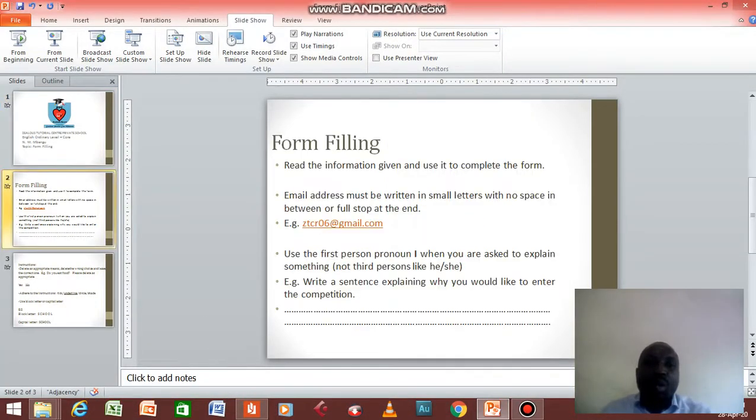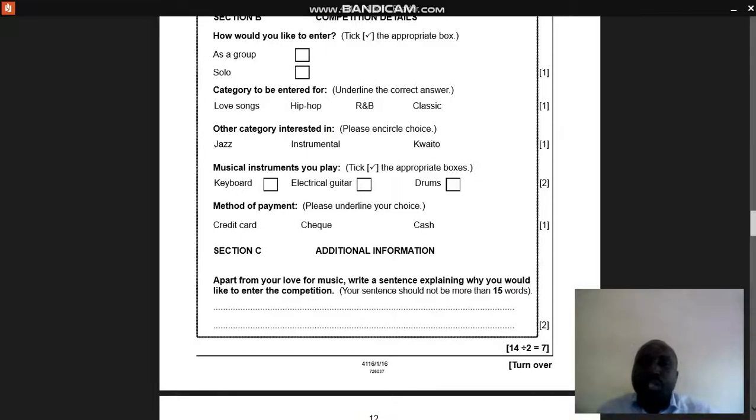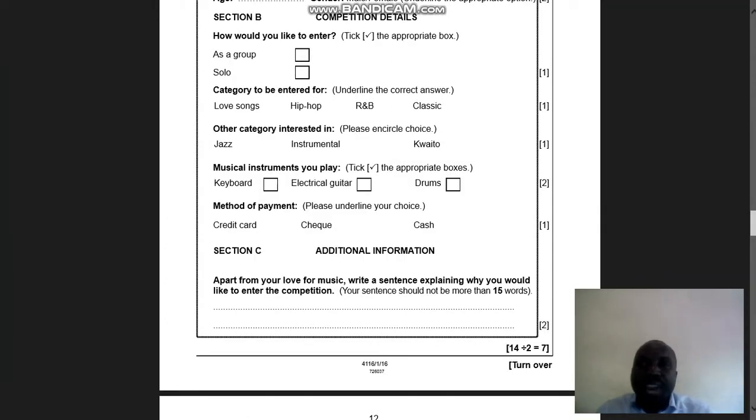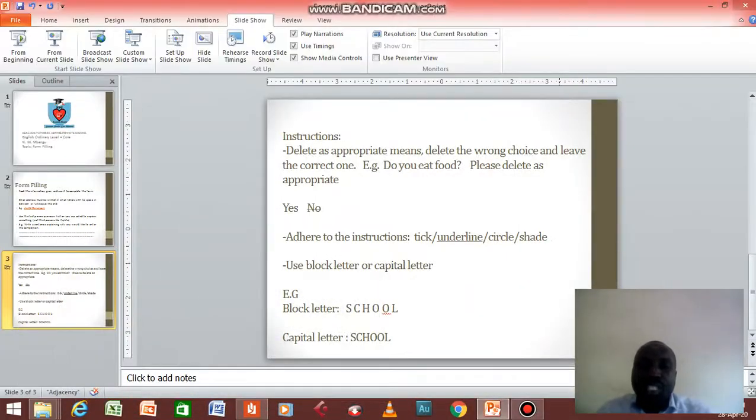So basically, that's what you need to take into consideration. Like I said earlier on, you need to read the information that you are given, ensure that the email address is written in small letters, make use of I when you are explaining something. And then you must be able to adhere to the instructions. So in short, this is what I wanted to share with you in this tutorial video about form filling. So it's very important that you adhere to the instructions and then you do the right thing with the information that you are provided.